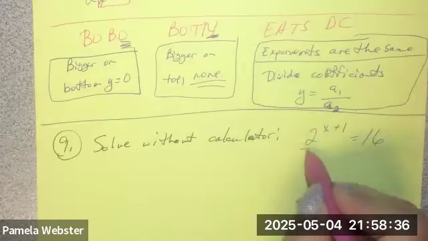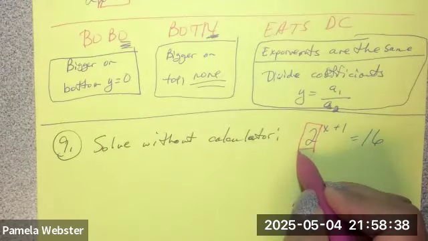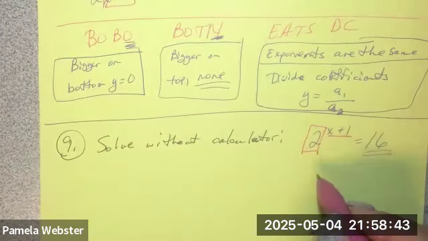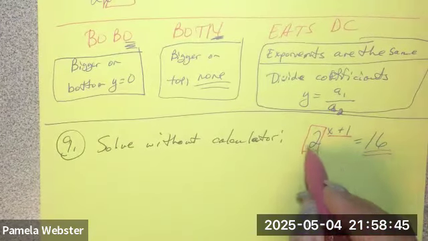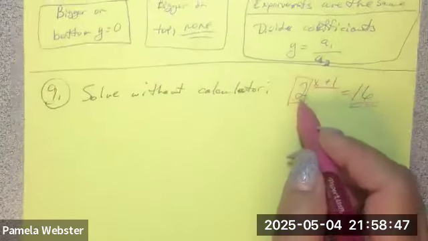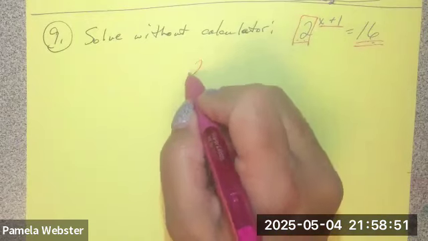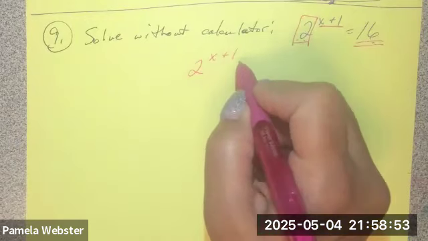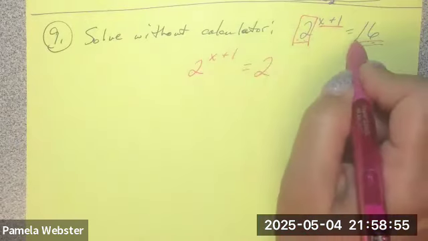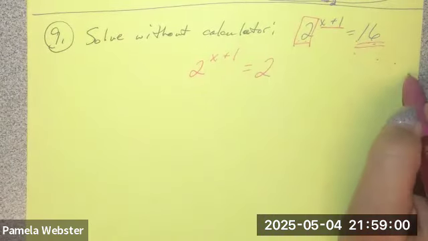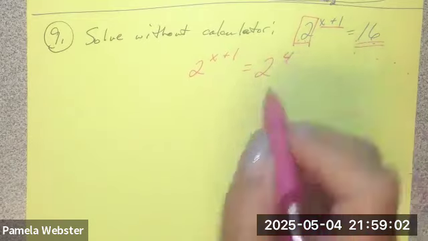So hopefully when you look at this, you see I've got some base and some exponent is equal to some answer. And hopefully you look at this and you go, hey, 16, isn't that not only a multiple of 2, but a power of 2? And the answer is yes, it is. 2 to the x plus 1 is equal to 2 to the, let's see, 2 times 2 is 4, times 2 is 8, times 2 is 16. So it's 2 to the 4th.